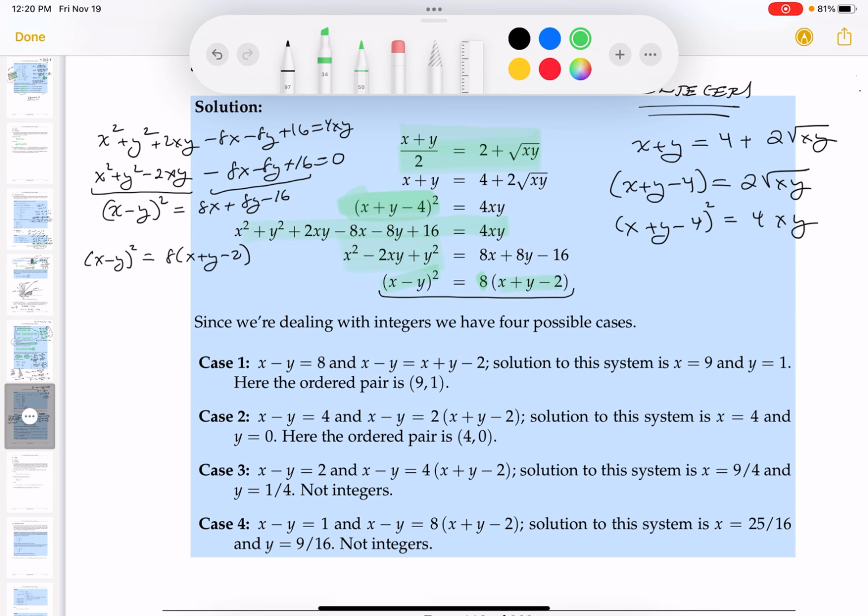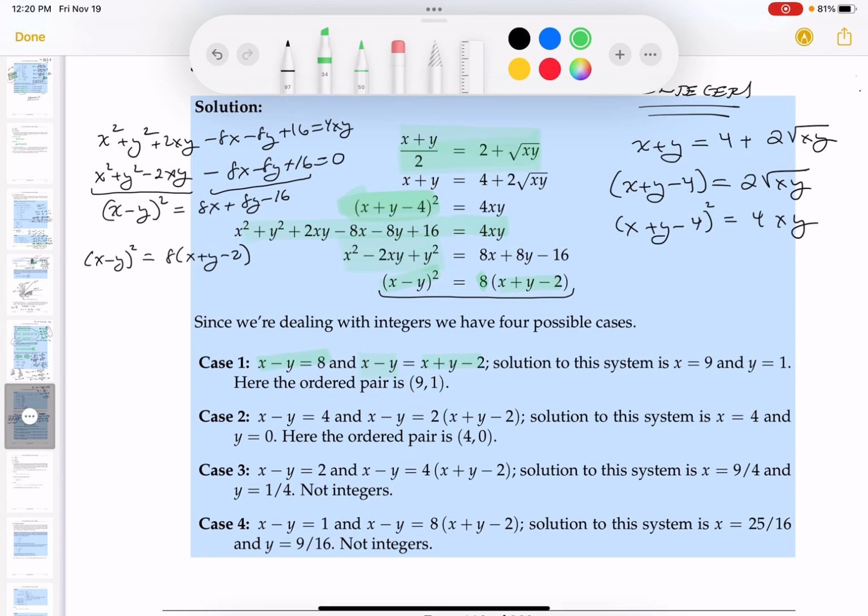For that to occur, x minus y would have to be 8. Right? x minus y would have to be 8. And the x plus y minus 2 would also have to be 8. So what I am saying is, really, if x minus y is equal to 8, those two numbers both have to be 8. All right?